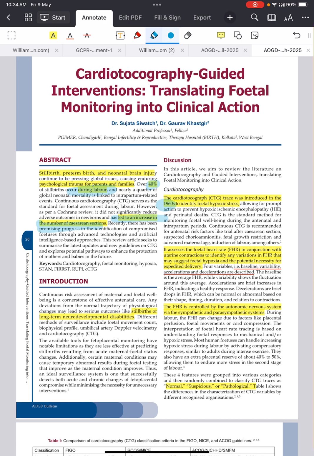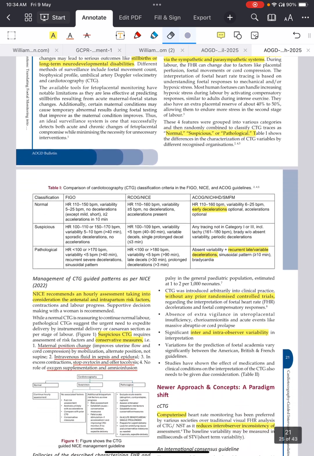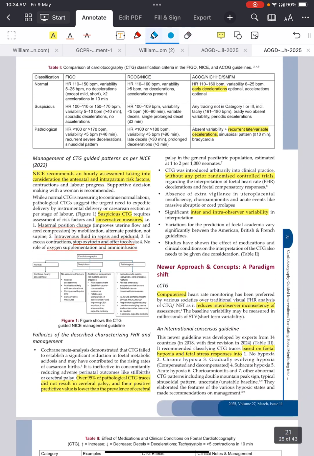FHR is monitored in conjunction with the contractions. We'll see four variables: baseline heart rate, variability, accelerations, and decelerations. FHR is actually controlled by the sympathetic and parasympathetic system. After monitoring everything, we'll categorize CTG traces as normal, suspicious, and pathological. So baseline, variability, accelerations and decelerations are the same. We'll learn about ACOG only.